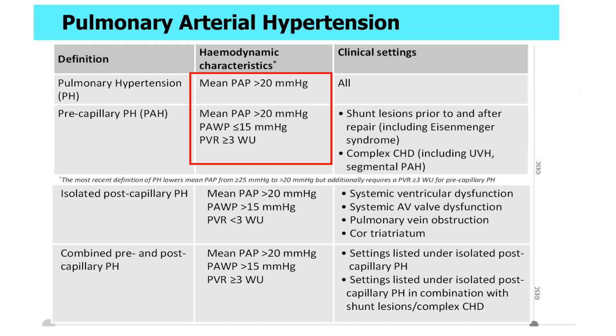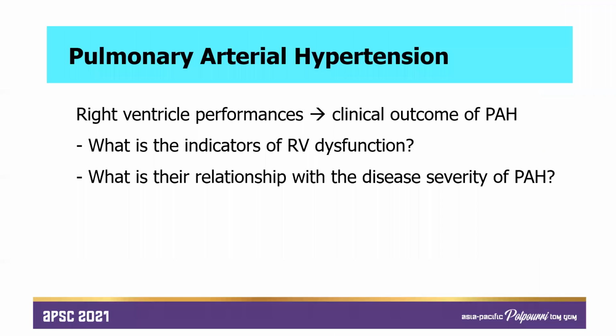As all the previous speakers mentioned, pulmonary arterial hypertension is a progressive disorder defined by the presence of increased mean pulmonary artery pressure greater than 20 millimeter mercury. Despite current advances in clinical management and therapies, pulmonary arterial hypertension patients still suffer from debilitating symptoms with high mortality. And right ventricular performance determines the clinical outcomes of pulmonary arterial hypertension. That's why RV functional assessment is important.